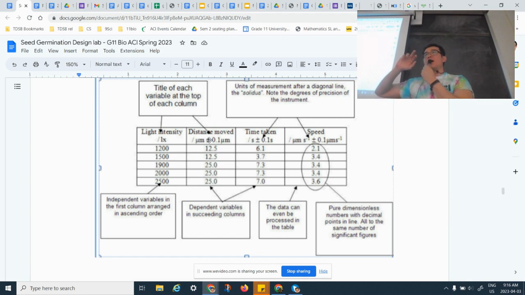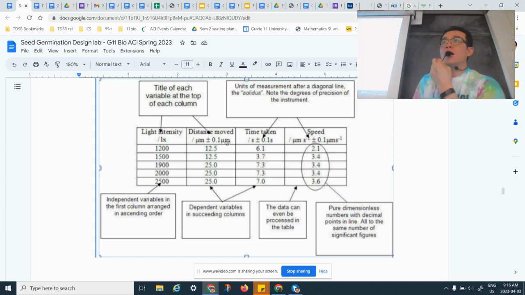Now for you, because your raw data is like, how many seeds germinated, there's no plus or minus. So lucky for you, in your raw data table, I should not see any plus or minus. However, later on, I do expect to see some kind of indication of significant figures. Questions so far?